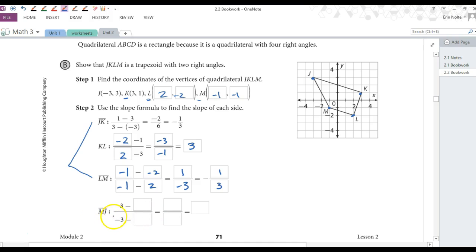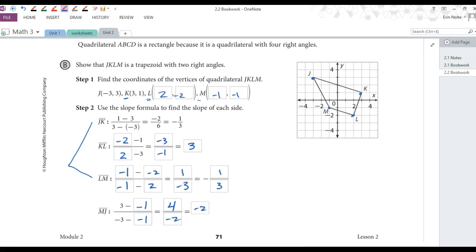M to J. So I'm going to go J. Oh no, they start with J. So 3 minus negative 1, and then negative 3 minus negative 1 for the M. So on the top I have 3 minus negative 1, which is 3 plus 1, 4. And on the bottom, negative 3 plus negative 1, or plus 1 is negative 2. So that one gives me a slope of negative 2.